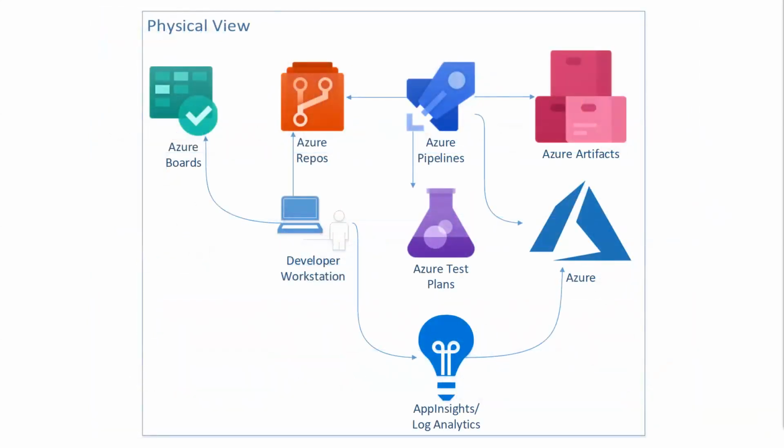So the physical view of just our baseline infrastructure and products is all 5 of the Azure DevOps suite: Azure Boards, Repos, Pipelines, Azure Artifacts, Azure Test Plans. Then we have the Azure data centers themselves. Obviously, Developer Workstation is part of our environment, and then we have Application Insights for gathering telemetry and log analytics.